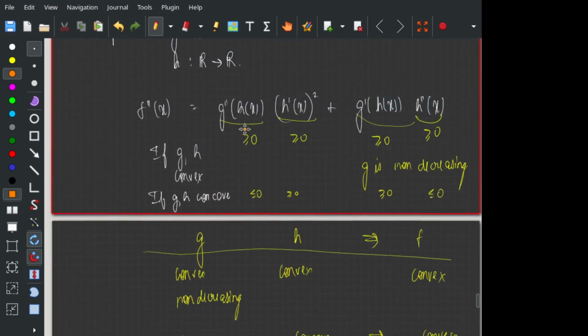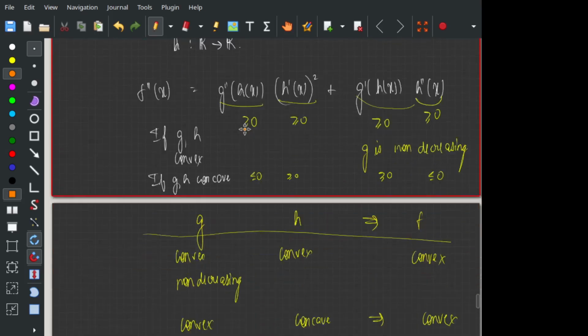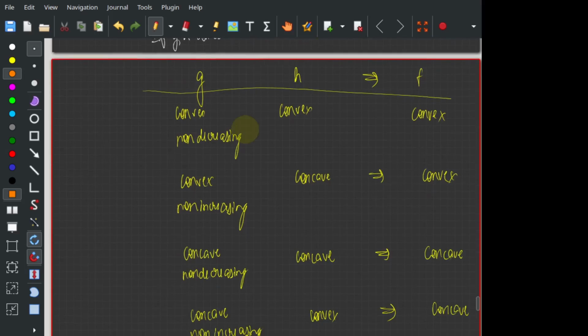Suppose we have some function which can be expressed as g of h of x. If g and h satisfy certain properties, then the resulting function f is also convex. So f is g of h of x. In particular, if g is convex and non-decreasing and h is convex, then f is convex. If g is convex and non-increasing and h is concave, then the resulting f is convex. And so on. So certain convexity and concavity properties of g and h also translate to convexity or concavity properties of f. And this can be useful in many scenarios. We'll see some more examples.